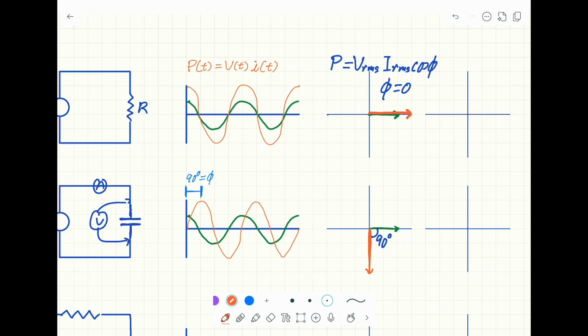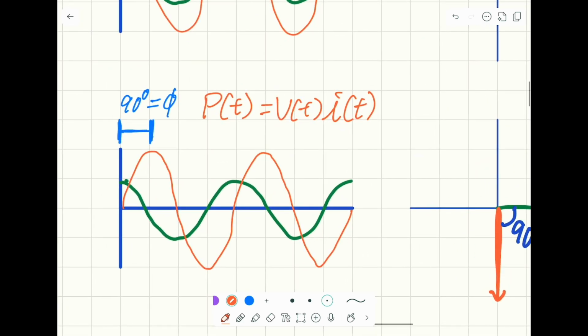Now remember, the AC power is still defined as the AC voltage times the AC current at each moment of time. If you perform the multiplication, and if you notice how these graphs shift relative to each other, you will find the real power is equal to 0. So the real power across the capacitor is equal to 0.